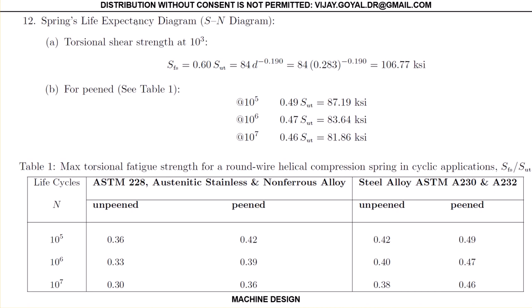Next thing you have to do is you find your torsional strength at 10 to the 3. This is given by this equation right here. Gives you 106.77. And then from this table, this is the cases that we are working with for your particular problem. So it's 0.49, 47, 46. You multiply, this is 10 to the 7, 10 to the 6, and 10 to the 5. This will help to plot our SN diagram.